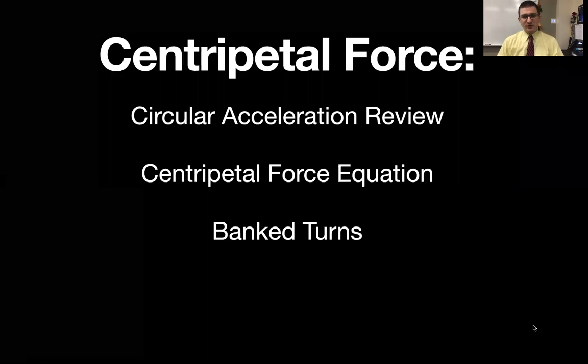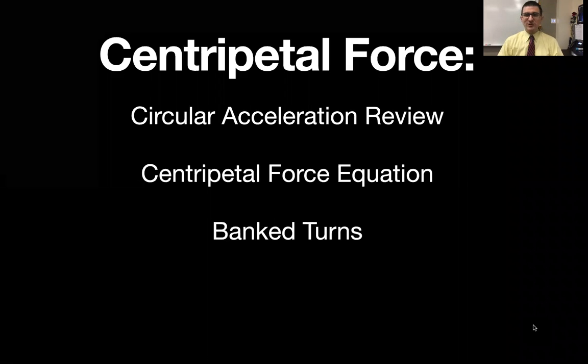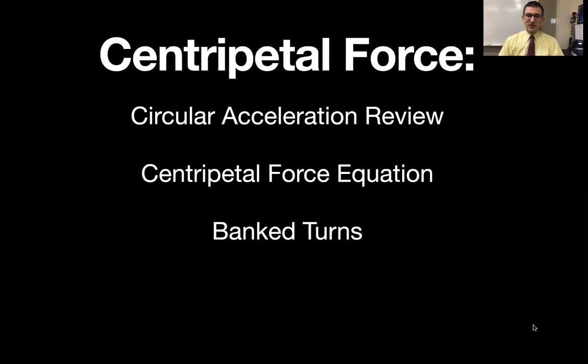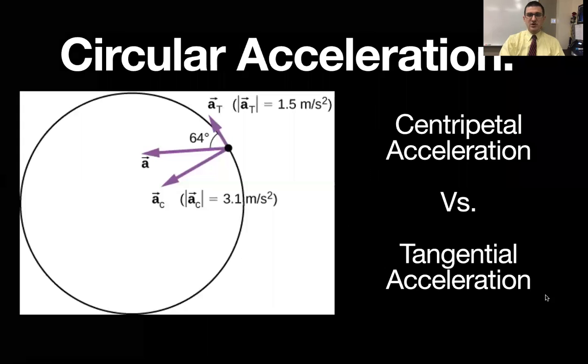To do that, first we're going to do a review of what we learned in Unit 1 about circular acceleration. Then we're going to derive the centripetal force equation and use that to solve an applied problem about a car doing a banked turn.